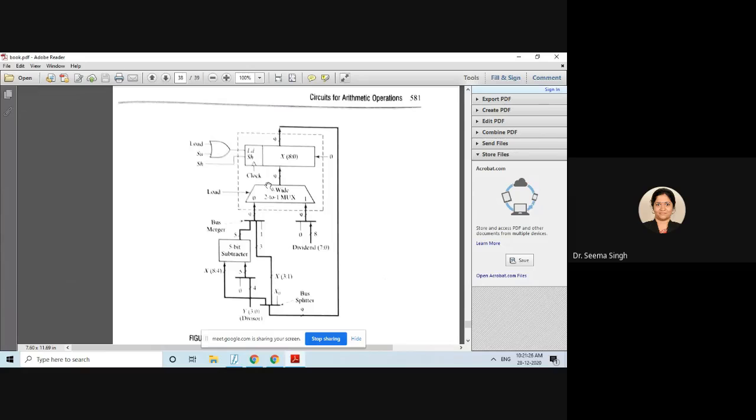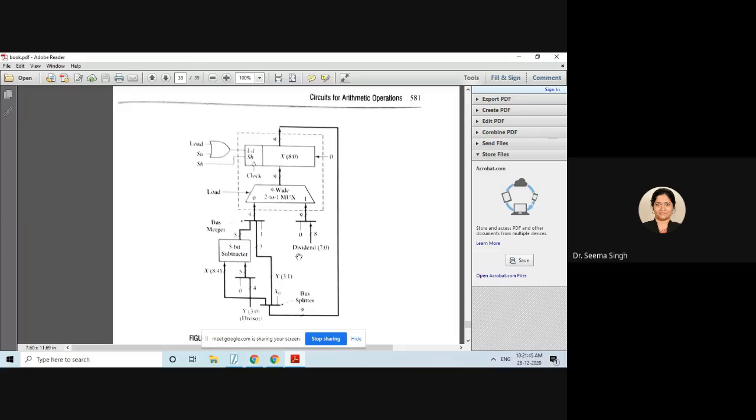So what is happening? It is showing your dividend register here. Okay, and this is also taking this complete part. What is there in your dotted line is taking care of your dividend register.